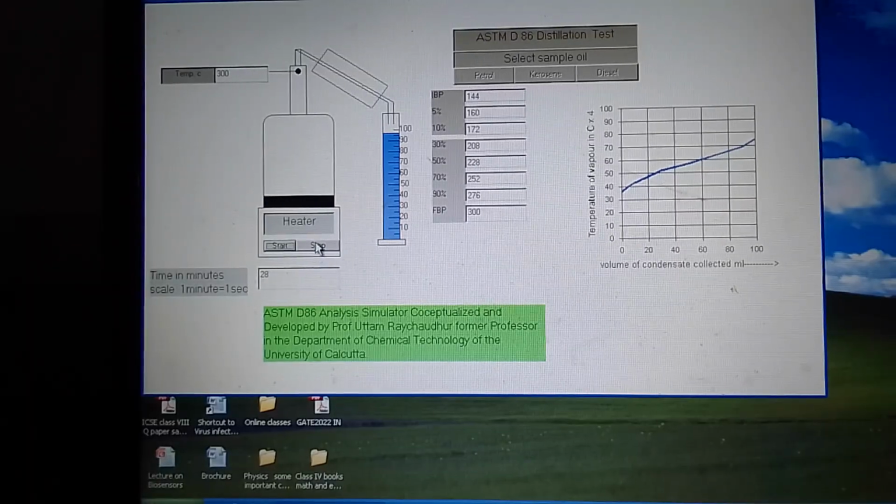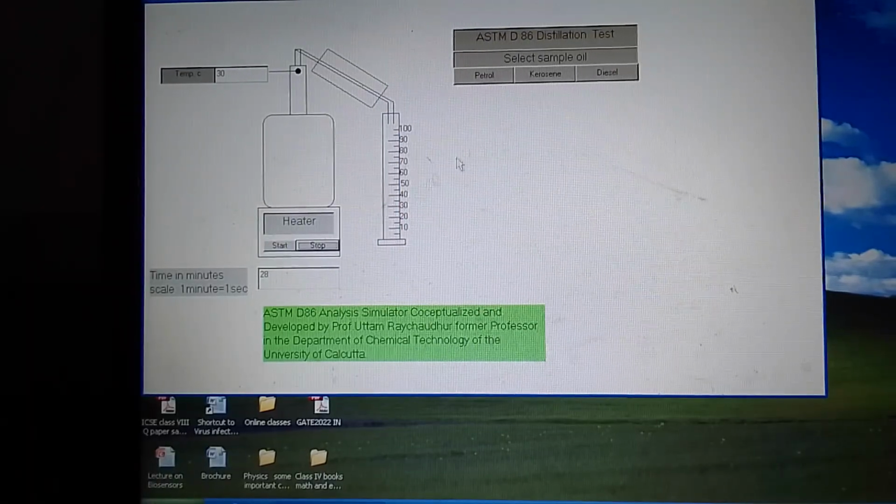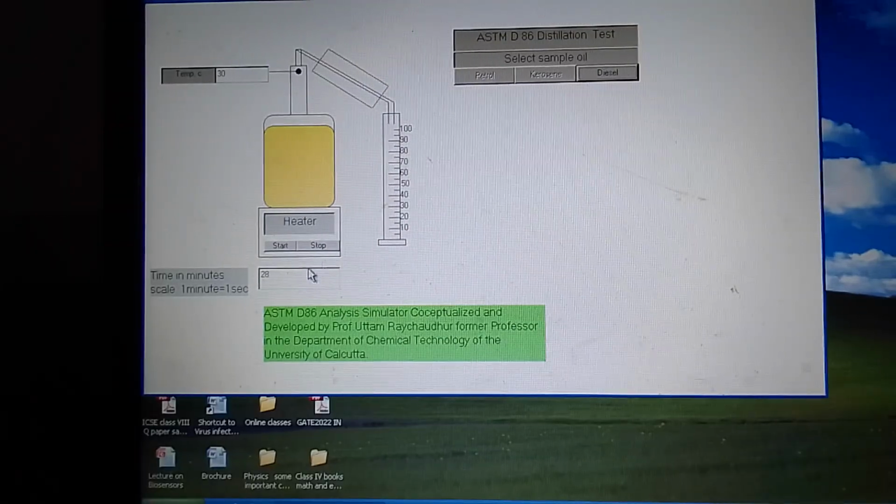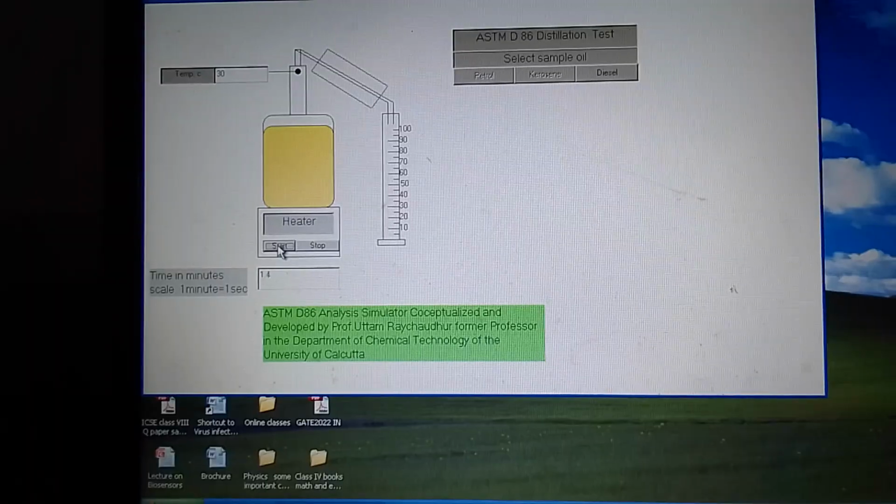Similarly, we can do it for diesel. We can restart the experiment with diesel. It is yellowish in color, and we start, and after 5 minutes or so the heating will start.